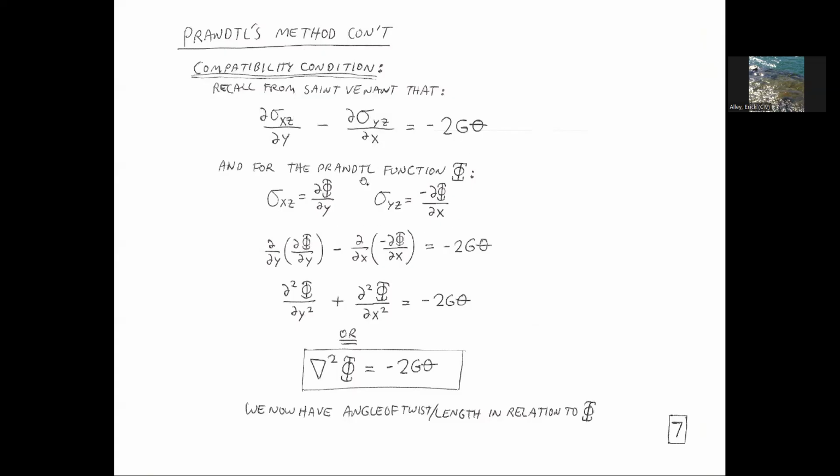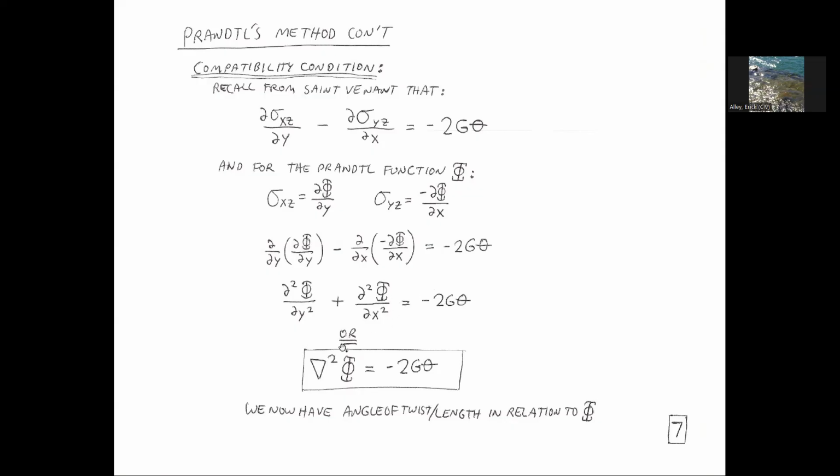And here was our Prandtl definitions for the stresses. So if I throw those in there, I'm going to get second derivative with y plus second derivative with x equal to this minus 2g theta. All right, so now I got my Prandtl function related to the twist rate.